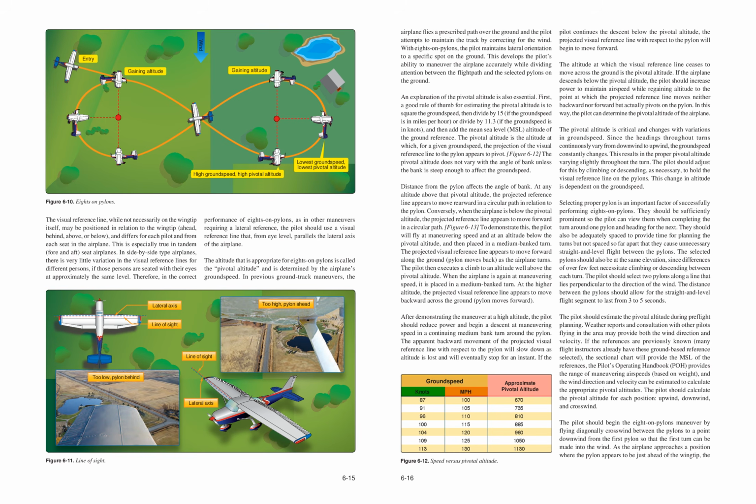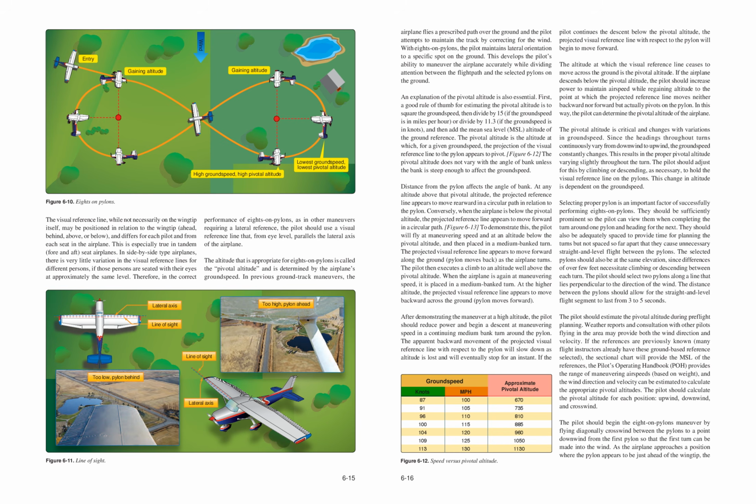The airplane flies a prescribed path over the ground and the pilot attempts to maintain the track by correcting for the wind. With eights on pylons, the pilot maintains lateral orientation to a specific spot on the ground. This develops the pilot's ability to maneuver the airplane accurately while dividing attention between the flight path and the selected pylons on the ground. An explanation of the pivotal altitude is also essential.